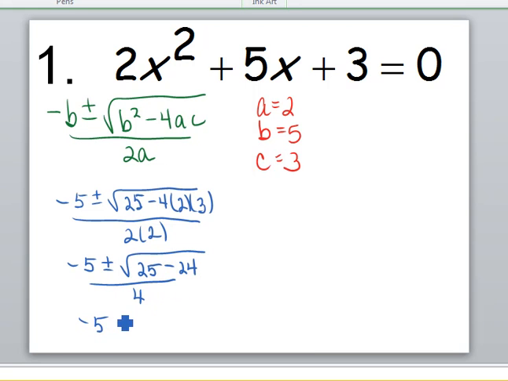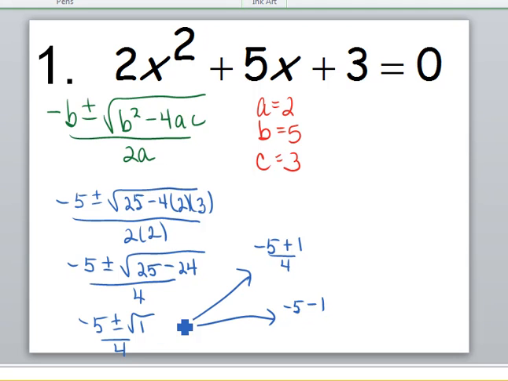-5 plus or minus the square root of 1, all over 4. What this does is it lets me break this down into two parts. I've got -5 plus the square root of 1, which is 1, over 4. And I've got -5 minus the square root of 1, which is 1, all over 4. This gives me -4 over 4, which is -1. There's one of my answers. And this one gives me -6 over 4, which is -3/2.